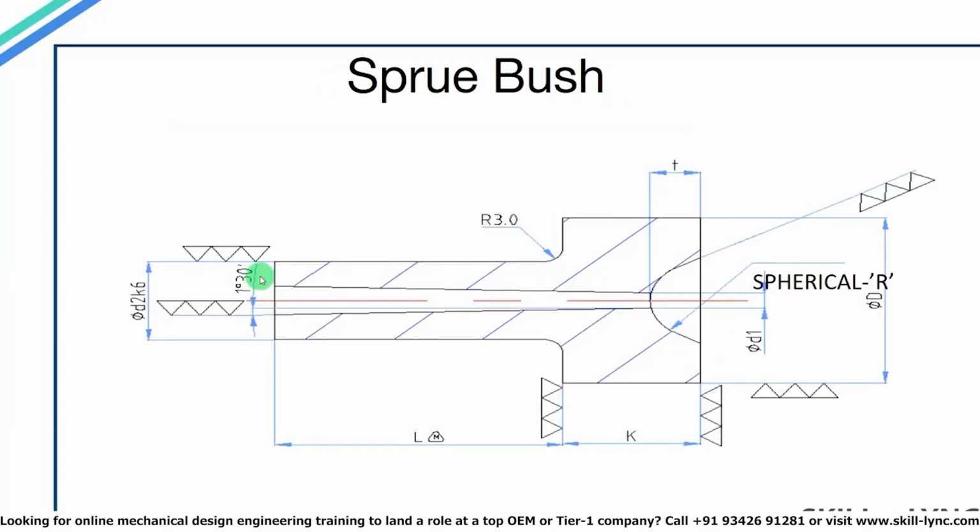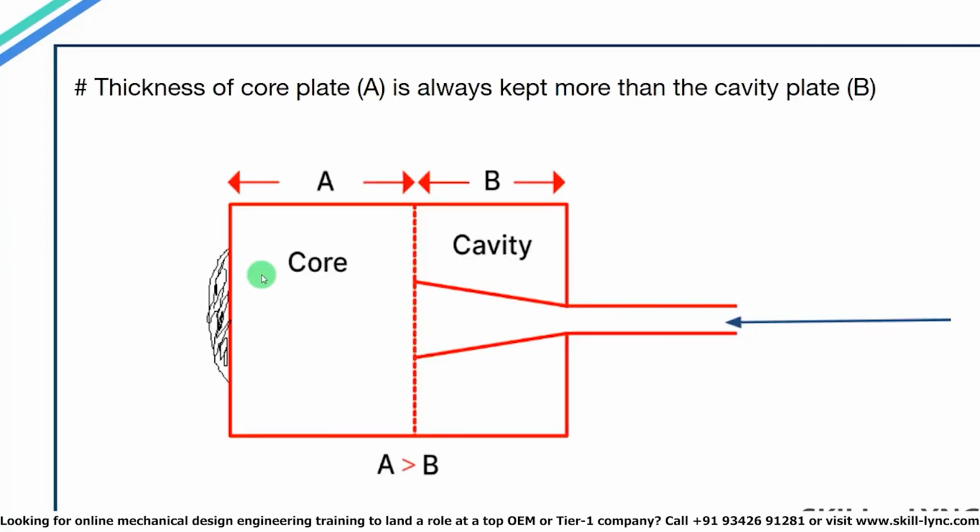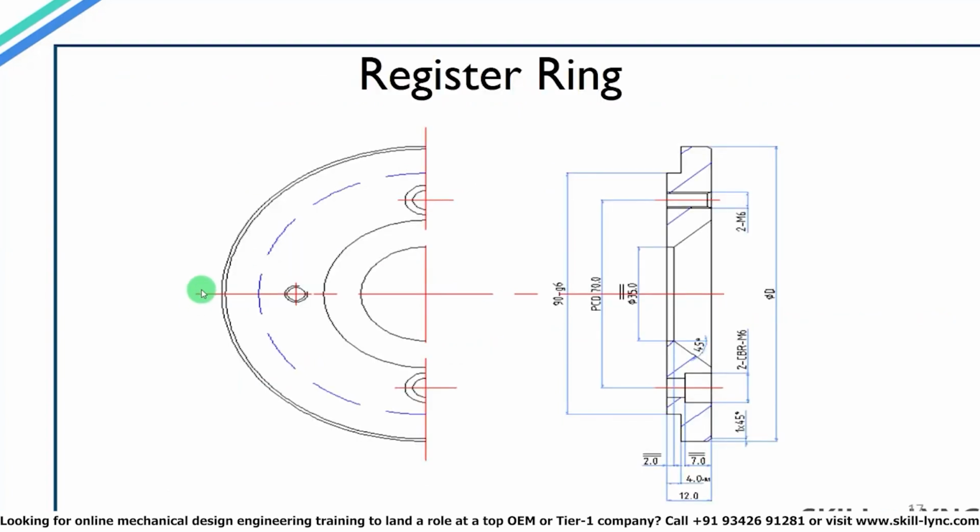Here you see the diagram for the sprue bush. You can see that the taper for the sprue bush is 1.5 degrees. This is a standard taper for sprue. Another point to note is that the core thickness must be more than the cavity thickness. This is because the molten material will enter the core side at high pressure, and this may cause a depression at the core side. So to avoid that, we always provide a higher thickness on the core side compared to the cavity side. This is the diagram for the register ring.